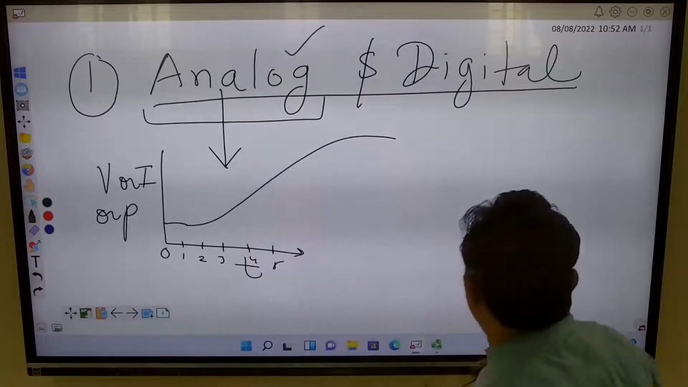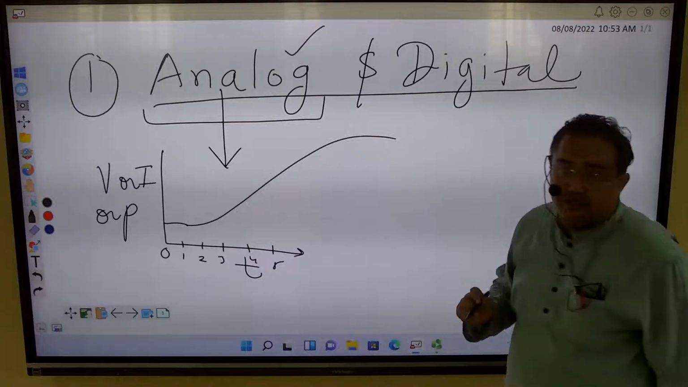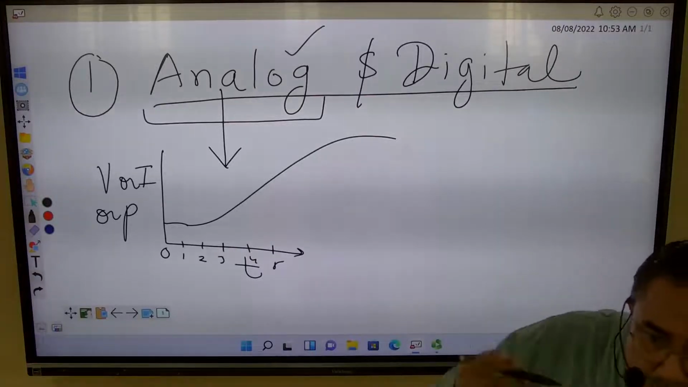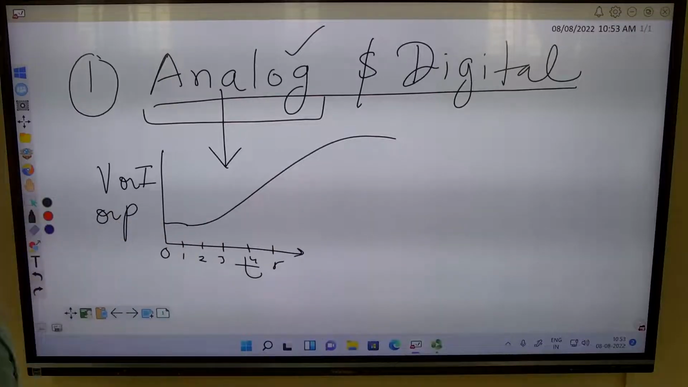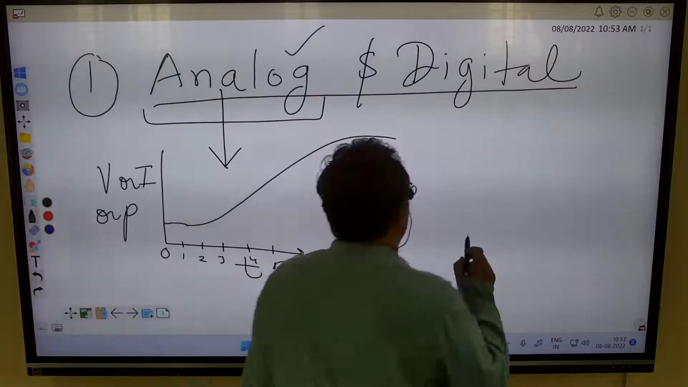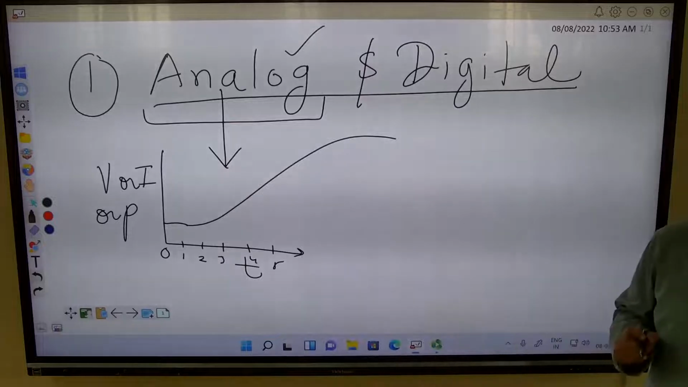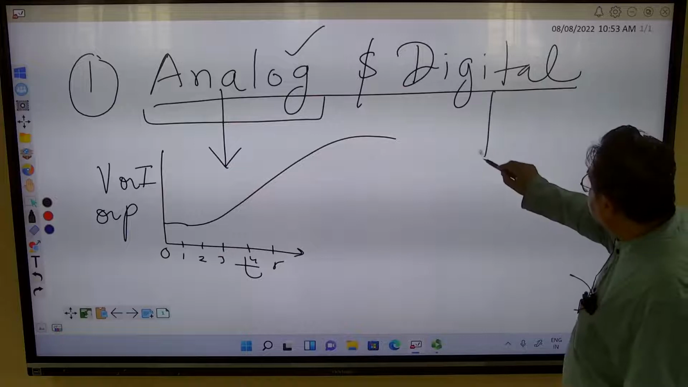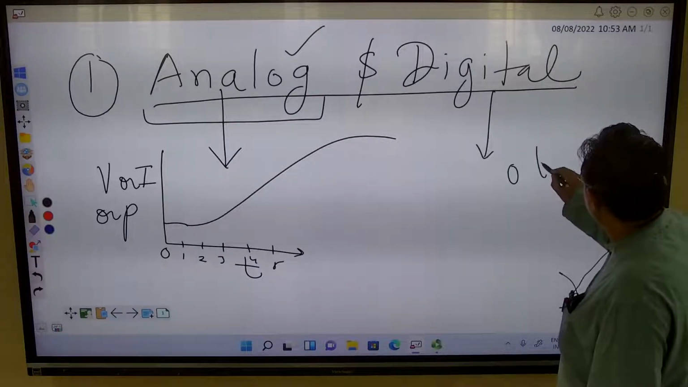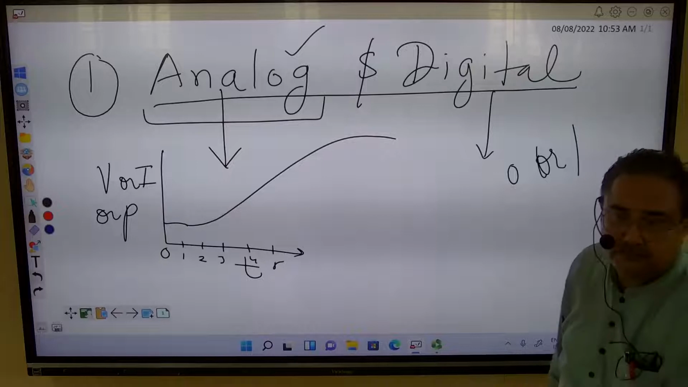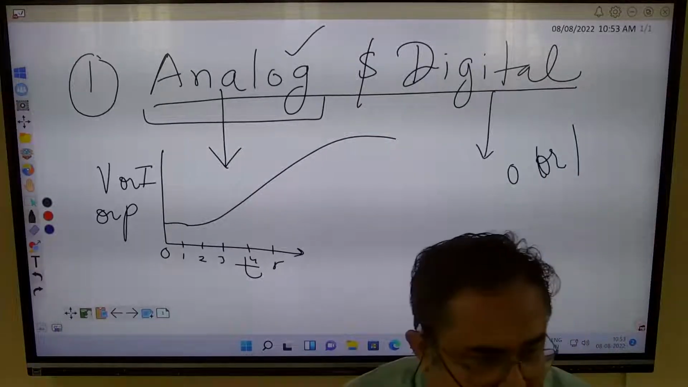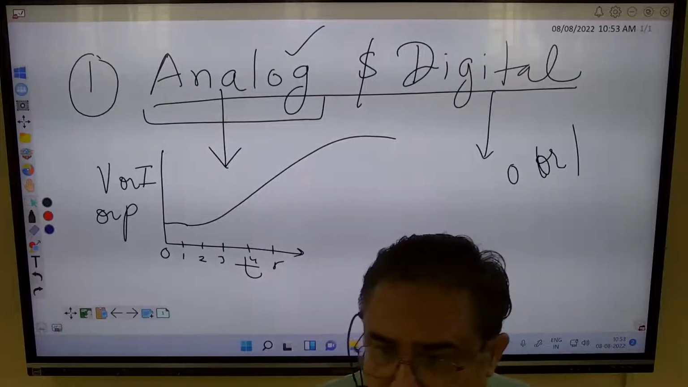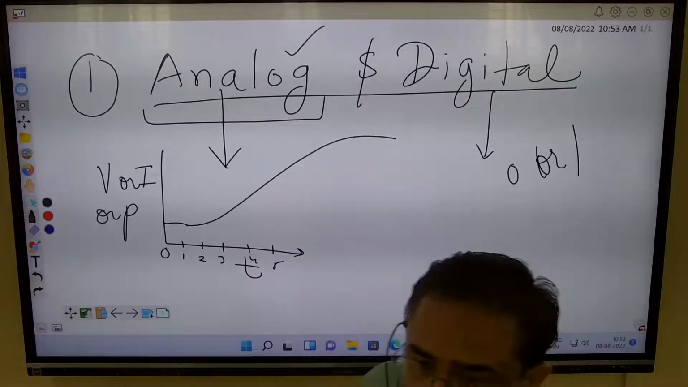Is it clear? Then comes another word called digital. Now when I say digital, what comes to your mind? You have digital electronics in your next semester. Digital simply means, you might have learned in your first year electronics syllabus also, converting any signal into 0 or 1, expressing any signal in 0s and 1s. There are only two digits, 0 and 1.